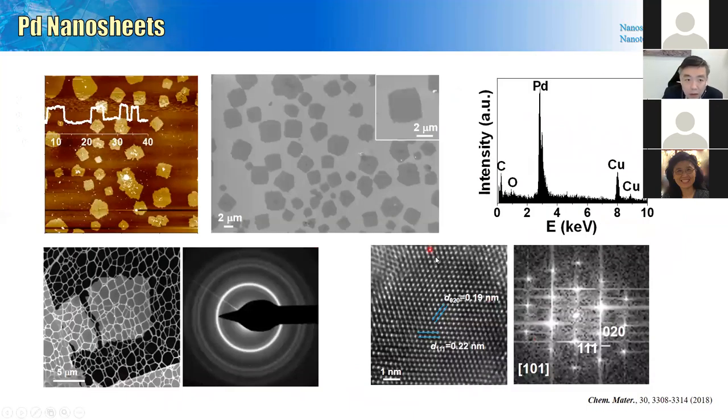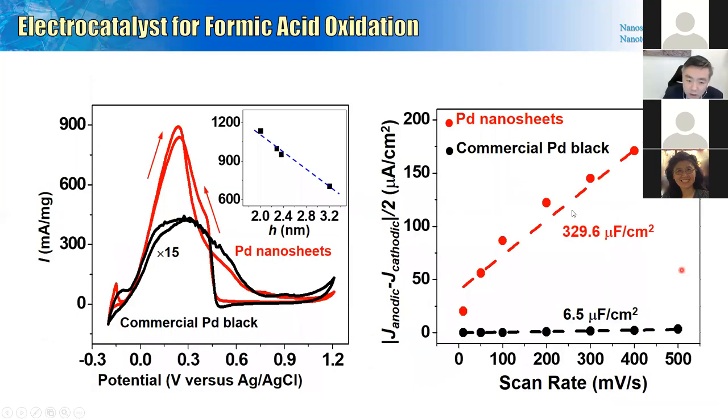Right. And we also applied this to a cobalt sheet, a square-ish sheet. Even though it's polycrystalline, we can still find a lot of single crystalline domains, and they expose the catalytically active 101 surface, very nice, which makes it very catalytically active. So we compare this to palladium nanoparticles.